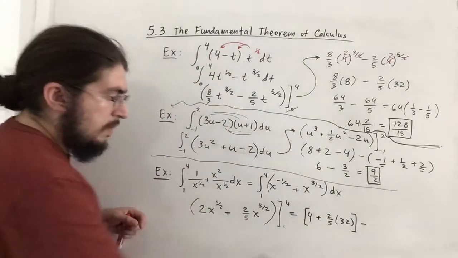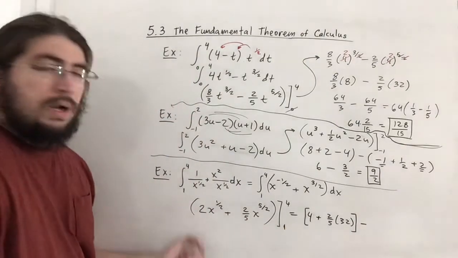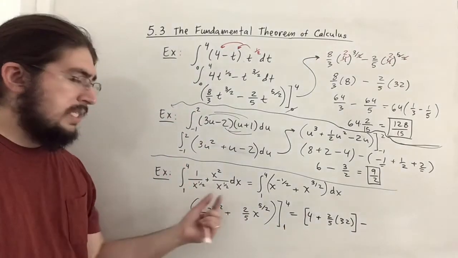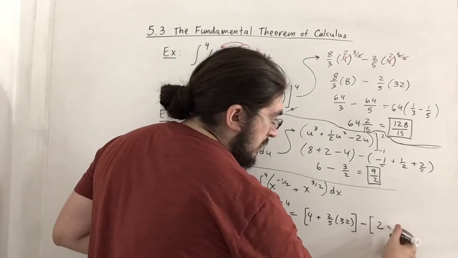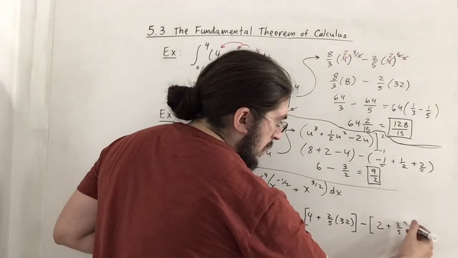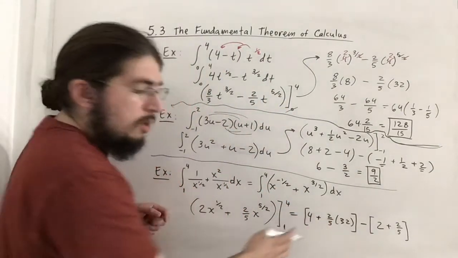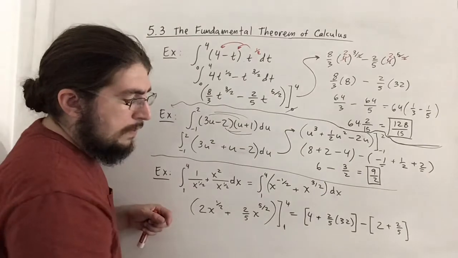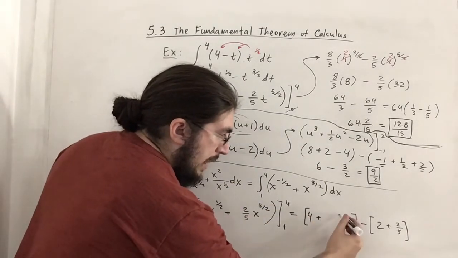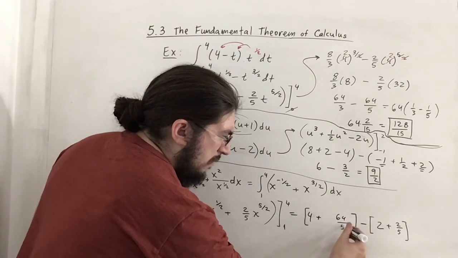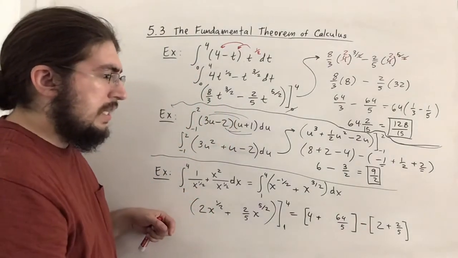Minus for our second evaluation, we're plugging in 1. So 1 to any power is just 1, so we literally just get the coefficients, 2 plus 2/5. So that's 2 plus 2/5. By the way, notice if you multiply straight across top and bottom, you get 64 over 5. So I'm going to write it like that. 64 over 5.